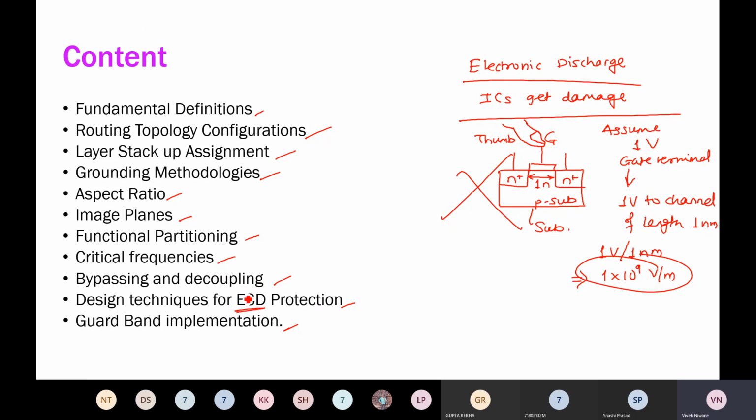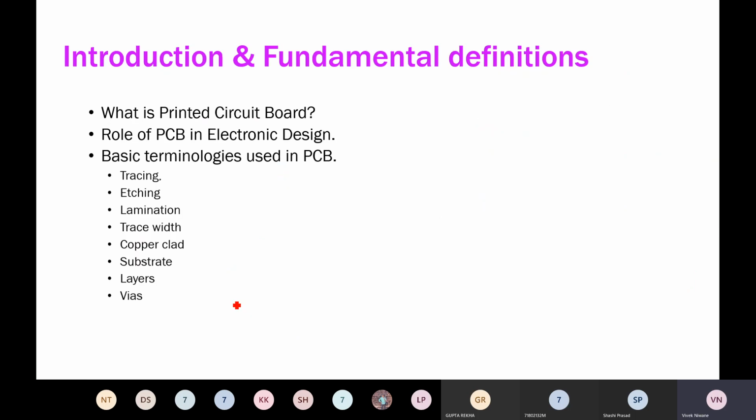Okay, but let us go with some drawings and explanation. So, introduction and fundamental definitions. What is a printed circuit board? It is a circuit made of electrical tracks laid on your maybe ferrite core, or polymer core.